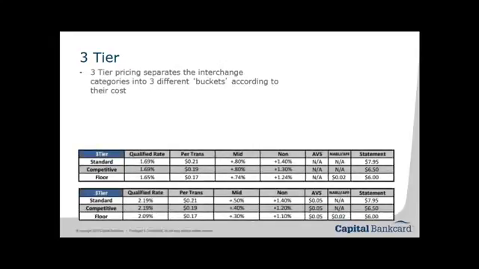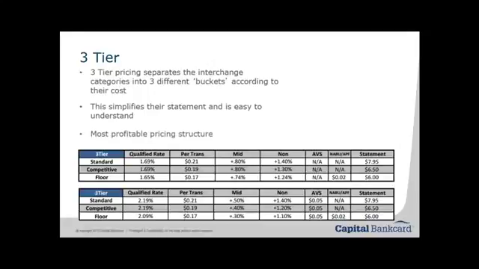Now let's talk about 3-tier pricing. 3-tier pricing is going to separate the interchange categories into 3 different buckets according to their cost. You might have already learned about it in our recorded webinar, Qualified, Mid-Qualified, and Non-Qualified, but for right now, this simplifies their statement and is easy to understand. This tends to be one of the most appealing things about 3-tier pricing.